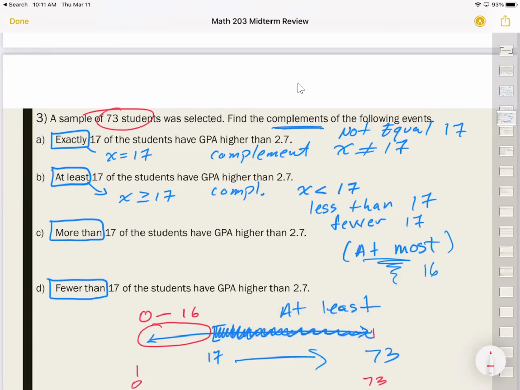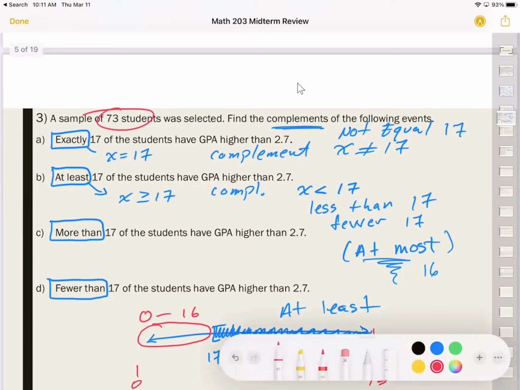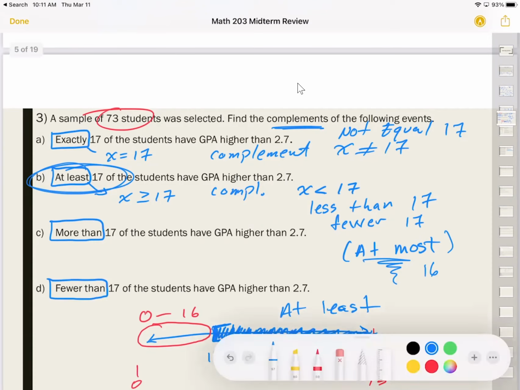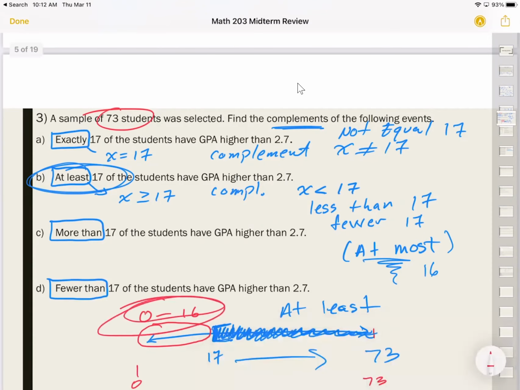And this is what they ask you for, the complement. If I give you this description, at least 17, what does that mean? At least 17 means 17 and beyond, right? 17 and up, 17 and more. So that is included in the description of at least 17. What is not included in that description? Well, the only thing that is not included in that description is 0 to 16.